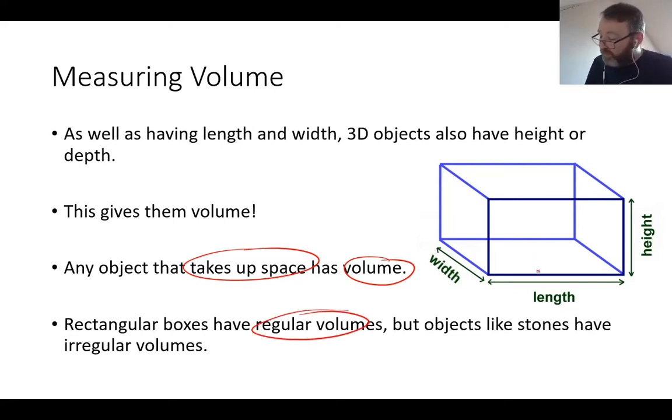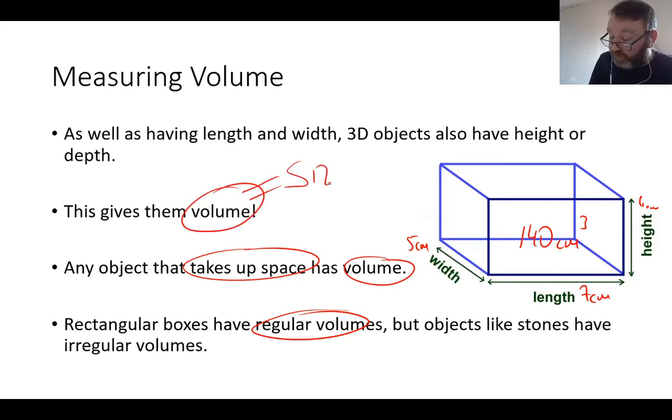What does that mean? Well, maybe the length of it is 7 centimeters. Maybe the width of it is 5 centimeters. And maybe the height is 4 centimeters. Now, if that was the case, that would give me a regular volume because the sides are measurable. All right, we can use a ruler to measure them straight away. And I think you know for your maths already, 7 5s are 35. And then we have 35 times 4, which is 140 centimeters cubed. So that would be the total volume or the total size. I suppose another word for volume is size. That's another way to describe volume.